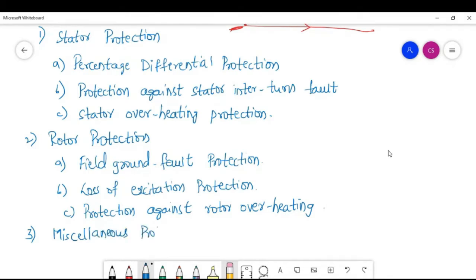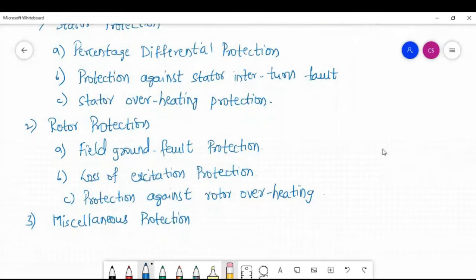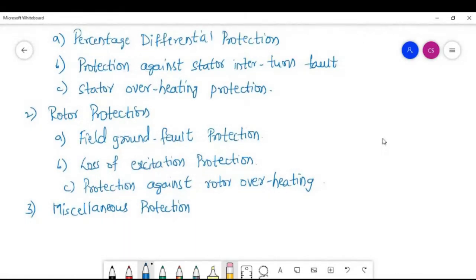Miscellaneous. If there is any over voltage protection, over speed protection, then these all will come under miscellaneous protection. That means it does not belong to either the stator or the rotor.